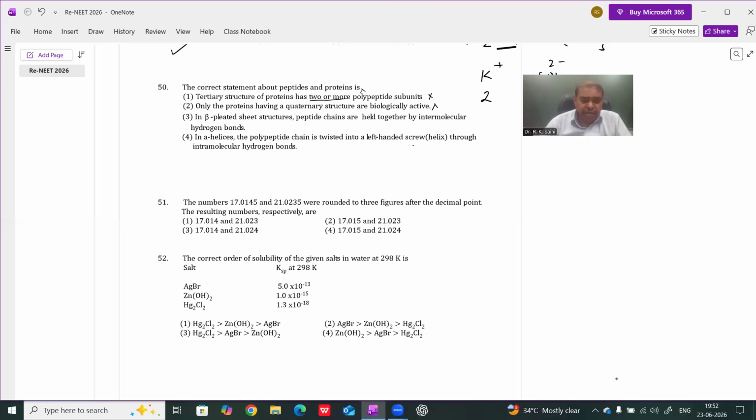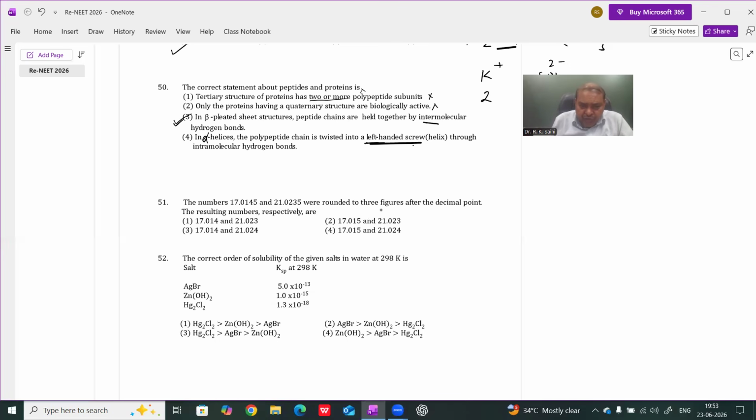For example, when DNA is twisting, its polynucleotide chains are connected by hydrogen bonding with nitrogen bases, and hence they have secondary structures also. Third, in beta pleated structure, polypeptide chains are held together by intermolecular hydrogen bonding. It is a correct statement. Fourth, in alpha helical structure, polypeptide chains are twisted into left-handed. No, in alpha helical, polypeptide chains are right-handed screw. Therefore, only statement third is correct. Question next.